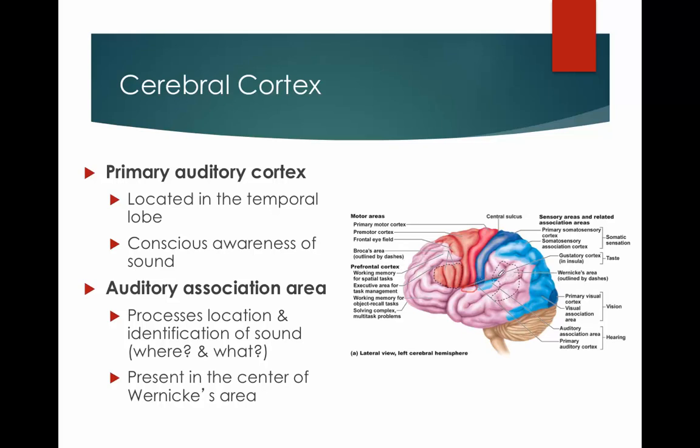When we think about the association area, it's going to be here in blue, and I just circled it with the red pen there. And that's where the where and the what start to come into play. And so, again, the association area is all about further processing and integrating. And it may be receiving information from other areas of the brain, some of those multimodal association areas, to further enhance that what and where. And you also notice that part of the auditory association area creeps into Wernicke's area, which we'll talk about a little bit, how that plays a role in language comprehension.